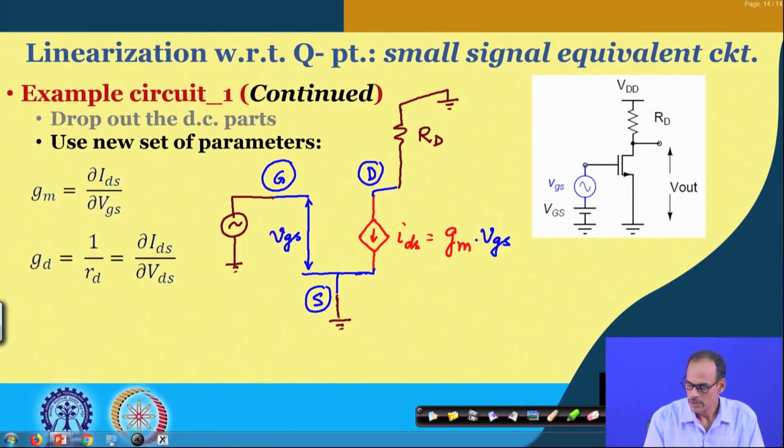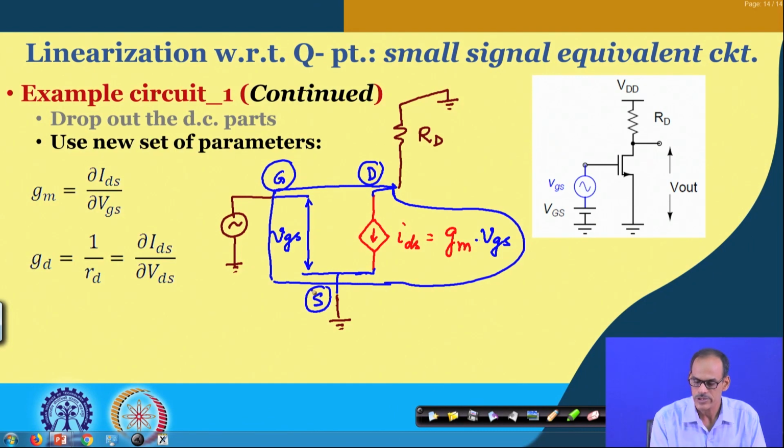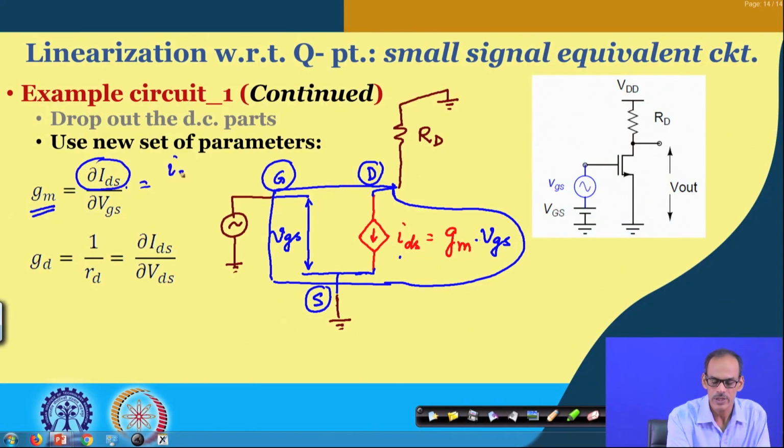But for generalization, if I concentrate on this part, this is one important piece of information, what is referred to as the small signal model of the device. And in the small signal model, GM is defined in this way: the partial derivative of IDS with respect to VGS. So, if the circuit is linearized, this part is nothing but the small signal IDS, likewise this part is VGS.